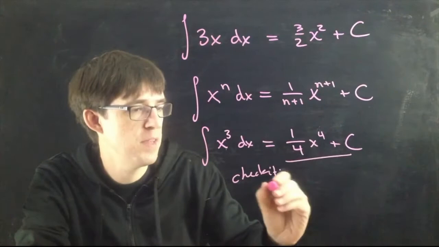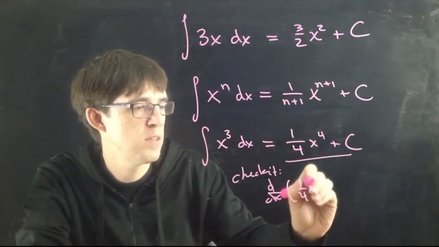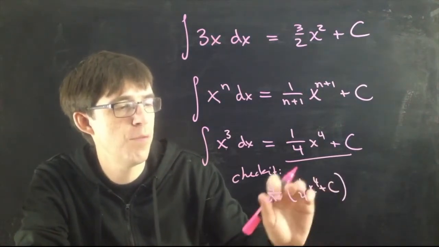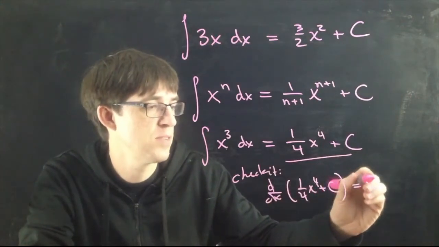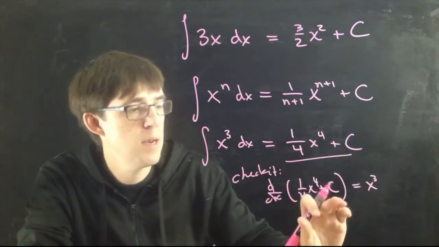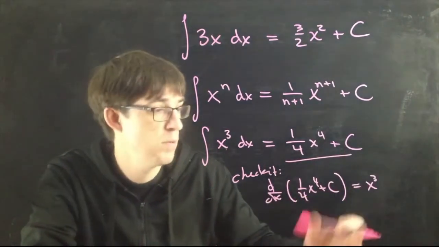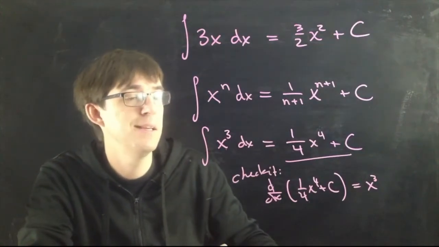Take the derivative of the answer. Derivative of 1/4 x to the 4 plus c. When I take the derivative, the 4 comes out front, cancels with the 1/4, and I'm just left with x to the 3. And then the derivative of the constant c is always 0. So yeah, it worked, right? I got what I see in there.